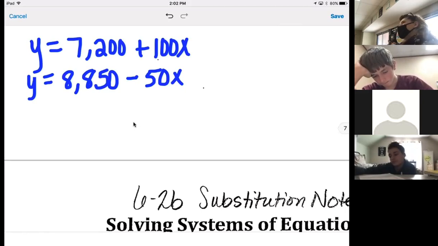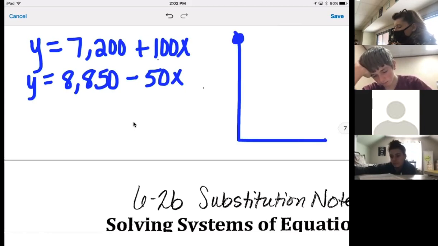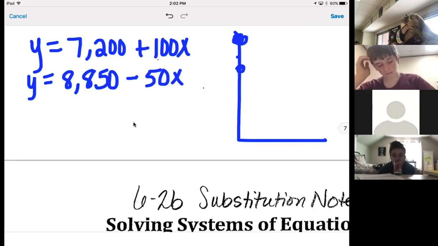Now, graphing this, think about it. If we were to graph this, that means my y-intercepts would have to be 8,850 and 7,200. And I would be going up 100 and over 1 and down 50 and over 1. First of all, with those kind of numbers as a y-intercept, that's really hard to graph. The second thing is that when we do graph it, it's really easy to make a mistake trying to find where they intersect, right?